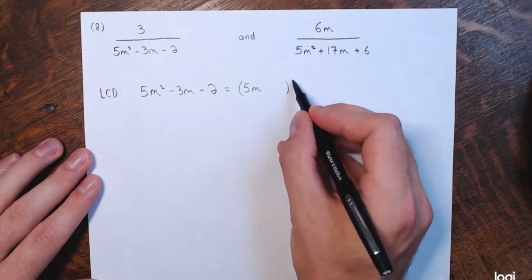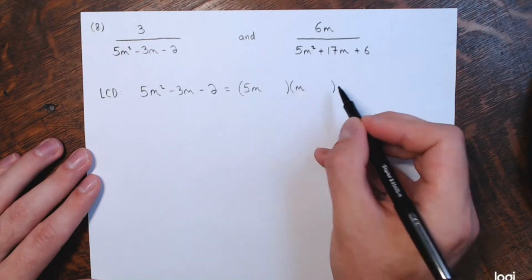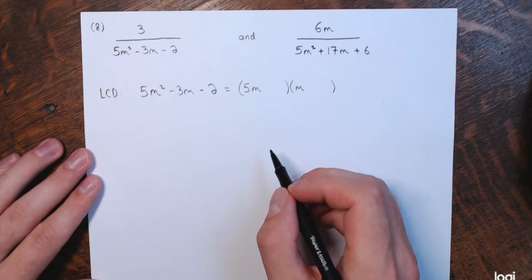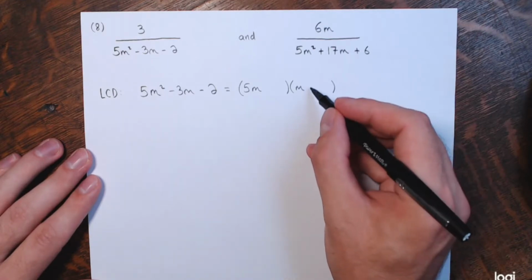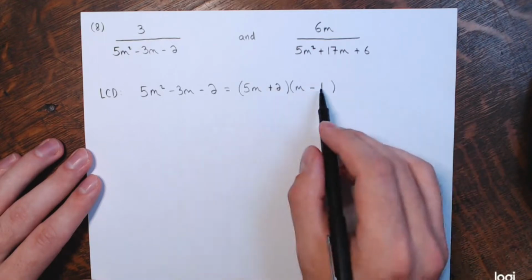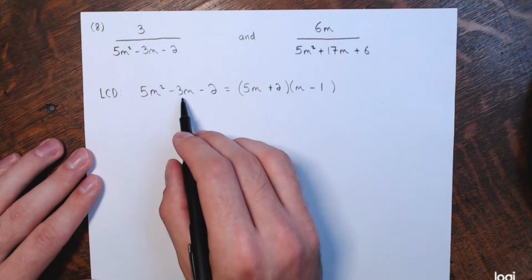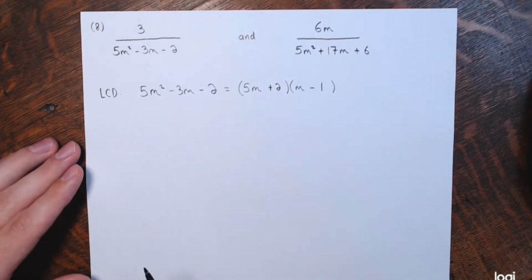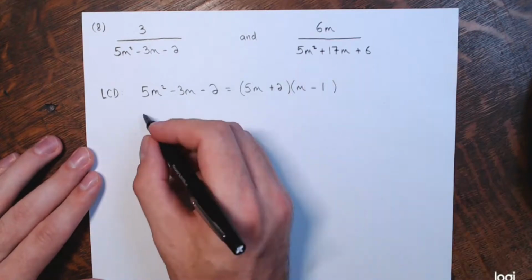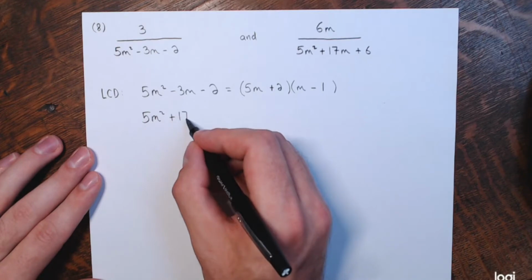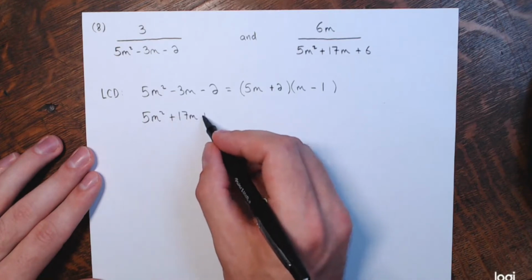You have 5m and m. Then I would need, so I'd need a minus 1 over here and a plus 2 here. Right? That'll give me minus 5 plus 2 would make minus 3. So that factors to 5m plus 2 times m minus 1. The other denominator, 5m squared plus 17m plus 6.